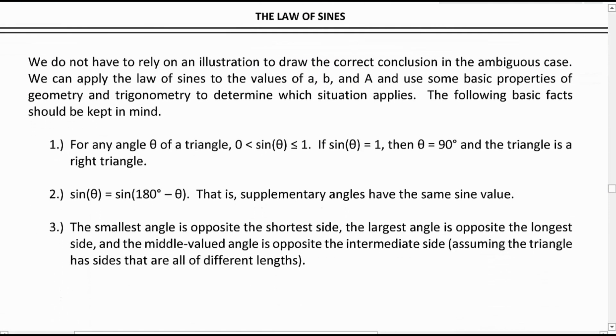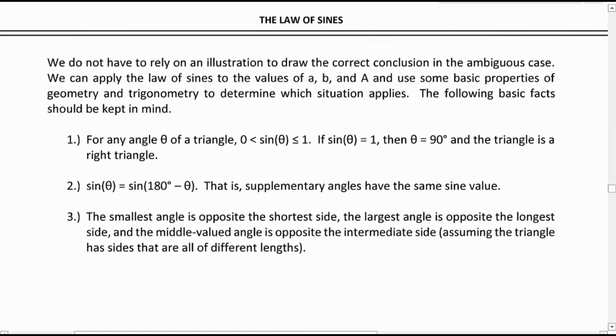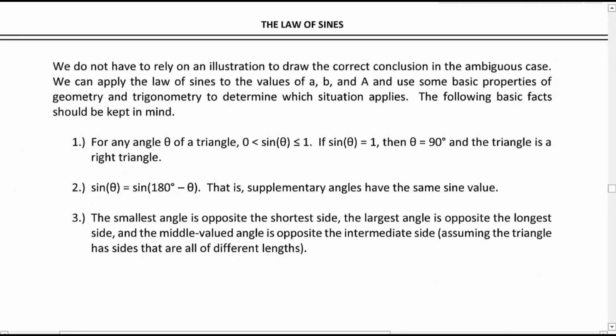So we don't have to rely on an illustration to draw the correct conclusion in the ambiguous case. We can apply the law of sines to the values of what we're given, a, b, and capital A. Of course, those variables might change from example to example. And use some basic properties of geometry and trig to determine which situation applies. So we're going to be using these following basic facts.